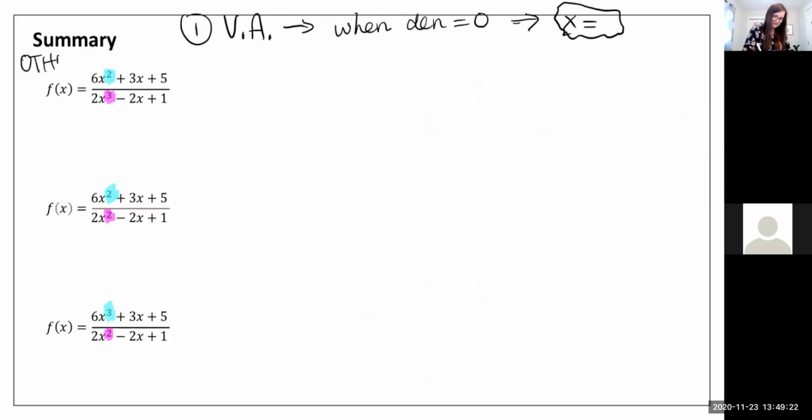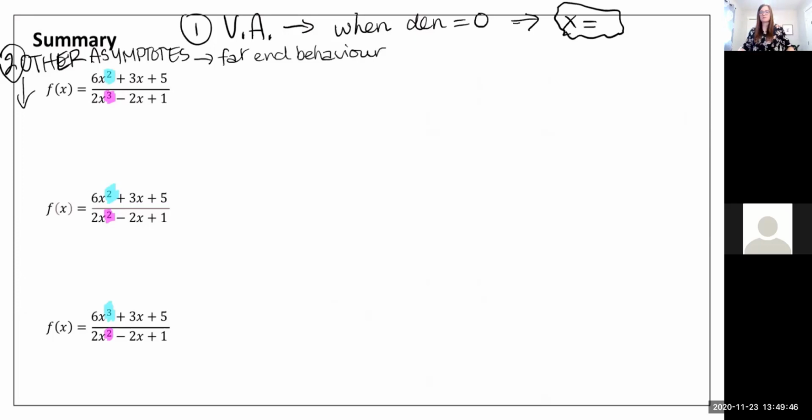Other asymptotes are going to come based on what happens with the far end behavior. And that's going to have to do with looking at what happens with really big numbers plugged in. And that is going to basically be brought into 3 cases, case A, case B, and case C. And those cases are going to be categorized based on the degrees. We'll get there though. We're on case A right now. We're on bottom is of a higher degree. So we're going to explore the other 2 for the rest of today.